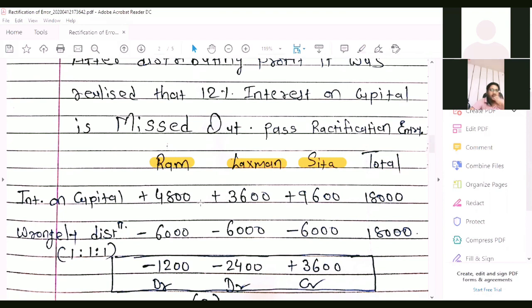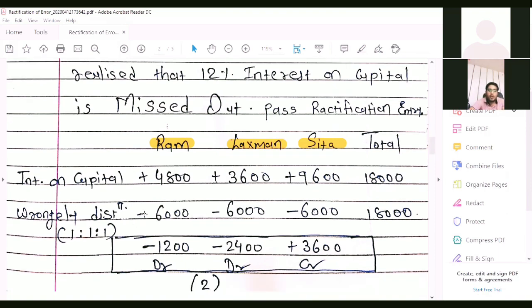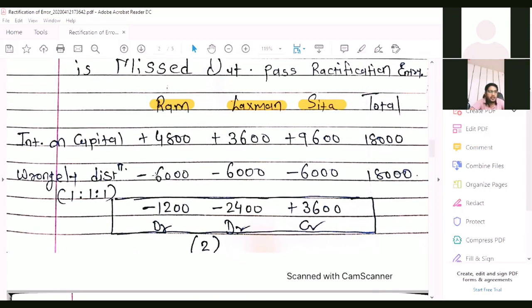As in the previous sum, let's just compare that this is the right amount. So for right amount we put the sign plus, plus and plus. For wrong amount we use the sign minus, minus and minus. So plus 4,800 minus 6,000 comes to minus 1,200. Plus 3,600 minus 6,000, so it is minus 2,400. Plus 9,600 minus 6,000 plus 3,600.